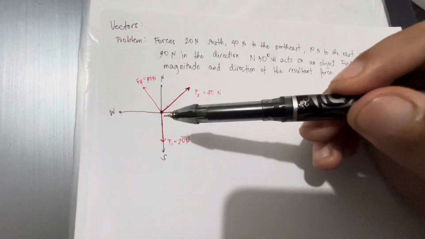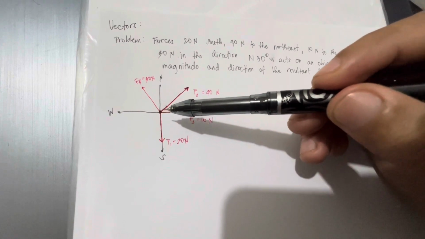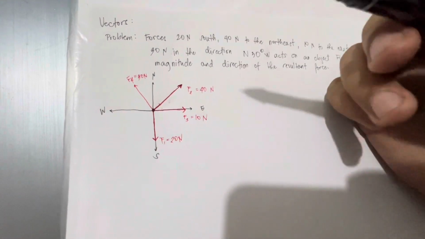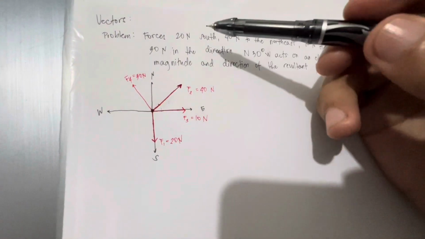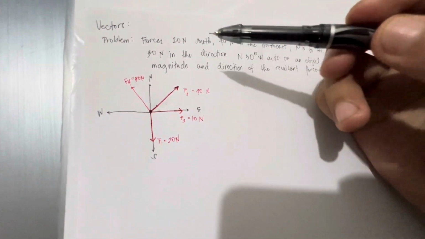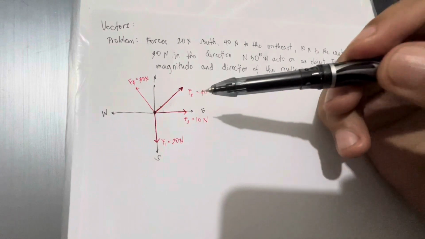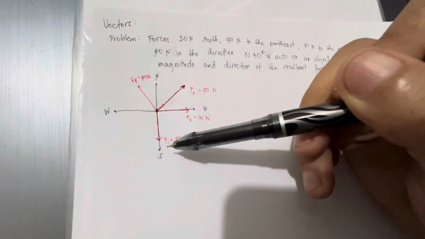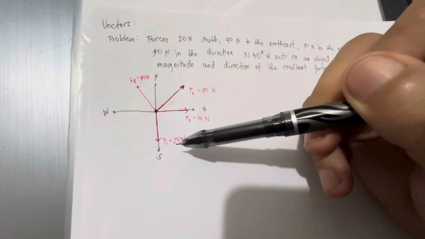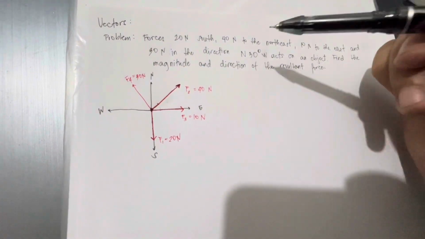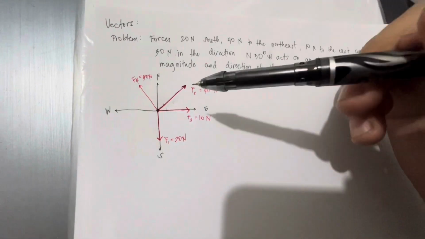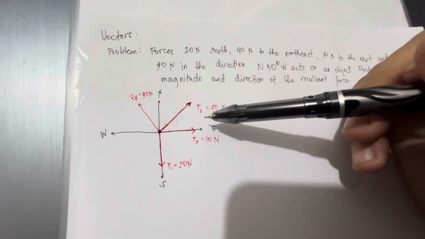So naay object diri, tang-on nato sa tunga, dayon naay north, south, east ug west nga line. Okay, so i-plot na nato ang force number 1. Force number 1 is 20 newtons south, so 20 newtons ang magnitude padulong sa south. Force number 2 is 40 newtons to the northeast.